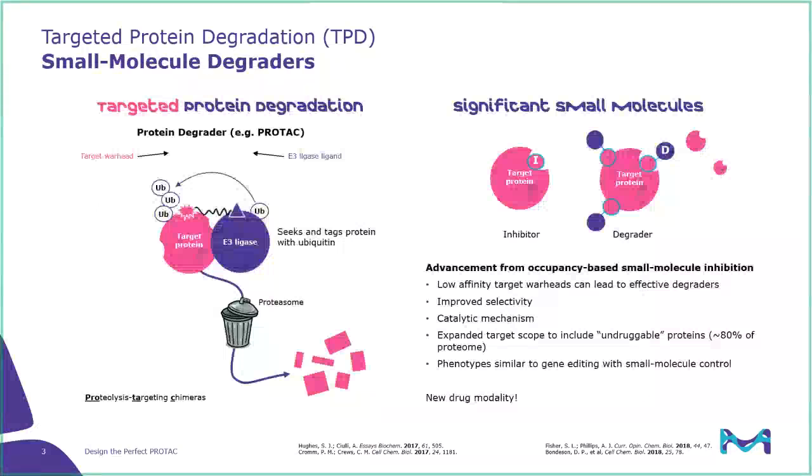Lastly, protein degraders have been called the chemical equivalent to CRISPR because we see phenotypes similar to gene editing, except with small molecule control. And so for all of these reasons, protein degraders have been identified as a new modality in drug discovery.